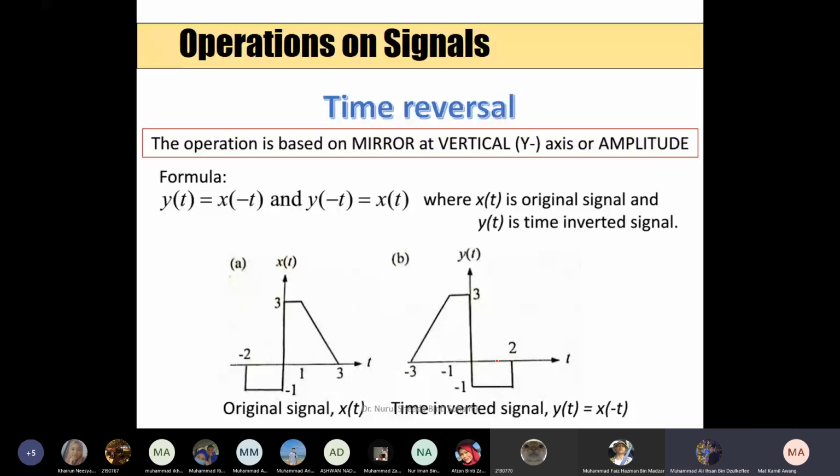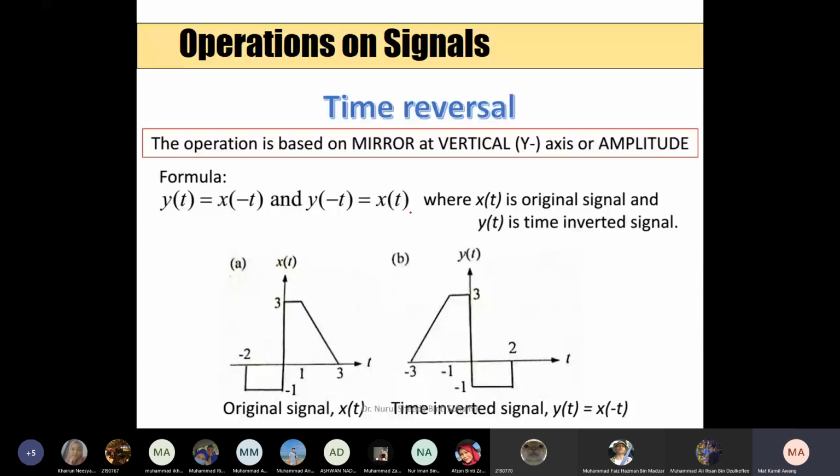Time reversal. Time reversal is basically an operation based on the mirror at the vertical axis, and the formula is y of t is equal to x of minus t, and y of minus t equal to x of t. Basically, you reverse the time. If the time is positive, you make it negative. If the time is negative, it becomes positive. So x is the original signal and y is the time inverted signal.